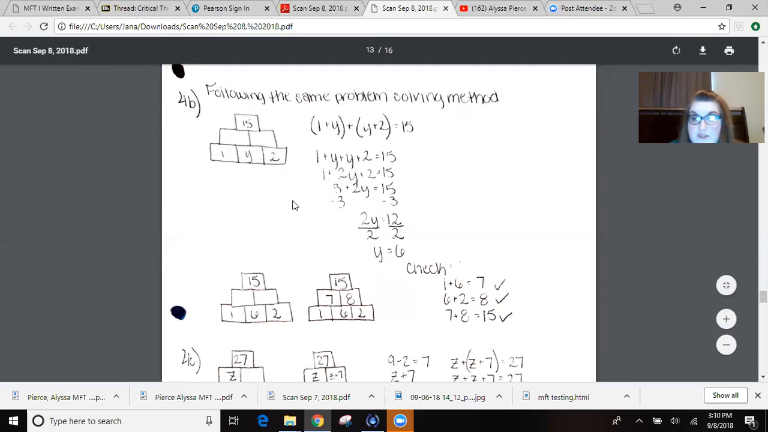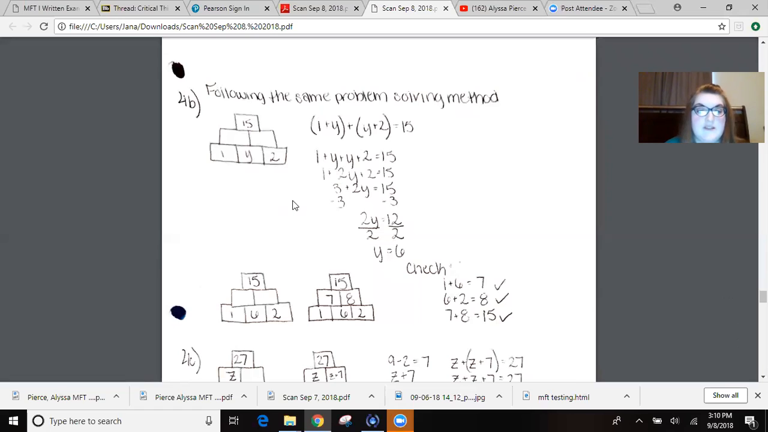You see this one has parentheses, which sometimes scares people. It used to scare me because it looks a little bit longer and more tricky, but it's not. Because you know 1 plus y is going to equal that blank square. y plus 2 is going to equal that blank square. And then those 2 blank squares are going to equal 15. So you can conclude that (1 + y) + (y + 2) is going to equal 15.